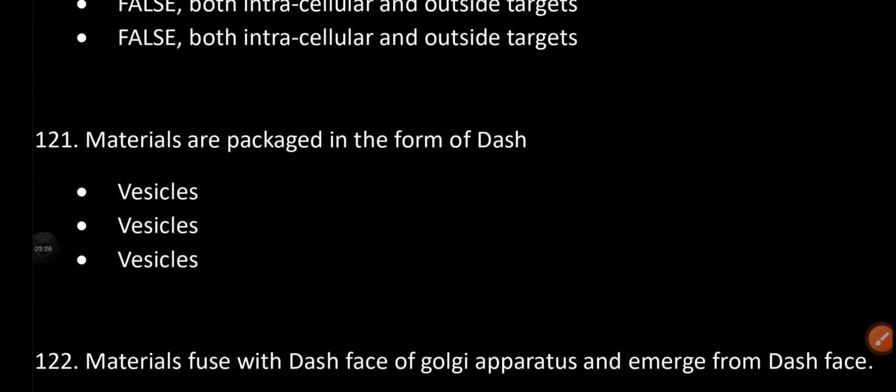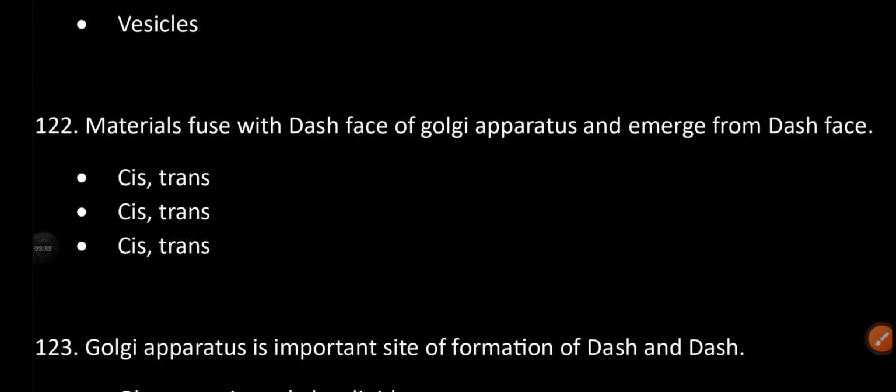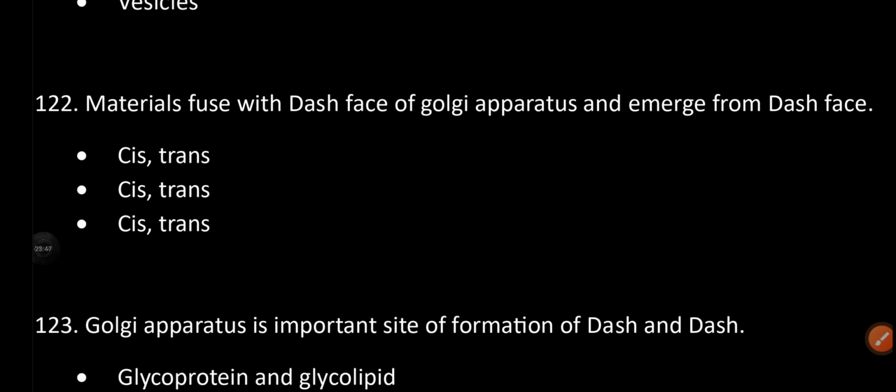Materials are packaged in the form of vesicles. Materials fuse with the cis phase of the Golgi apparatus and emerge from the trans phase.